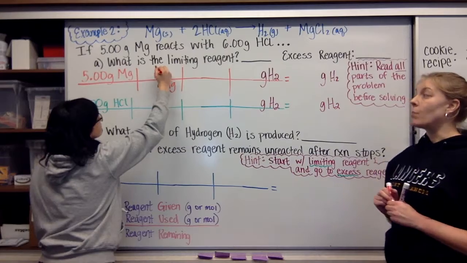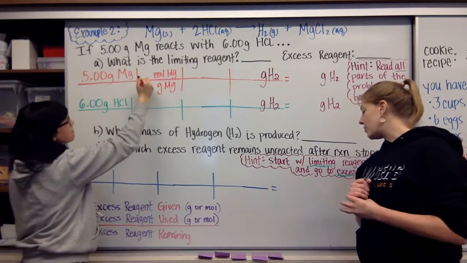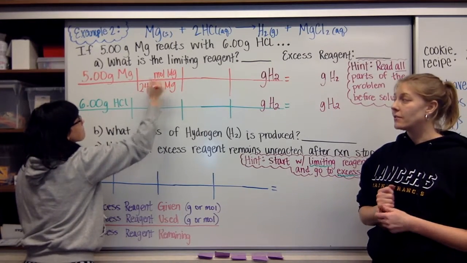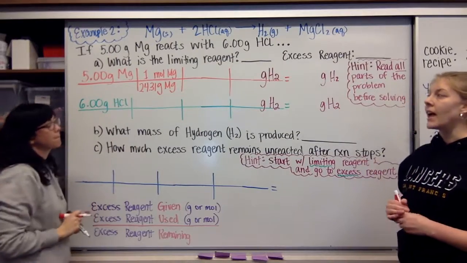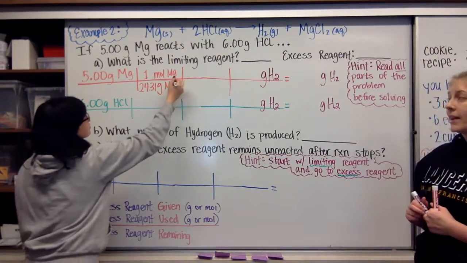And we're going to have moles of magnesium on top. We need to get into moles first before we can do anything. And if we look at the molar mass of magnesium, it is 24.31 grams for every 1 mole. And grams of magnesium crosses out. Now we're left in moles of magnesium.